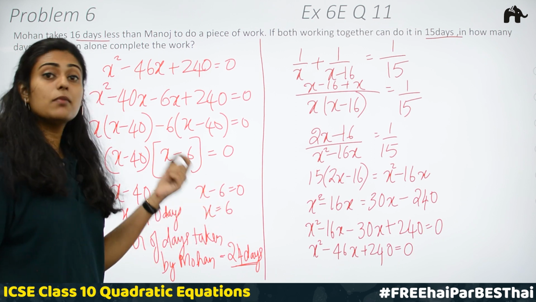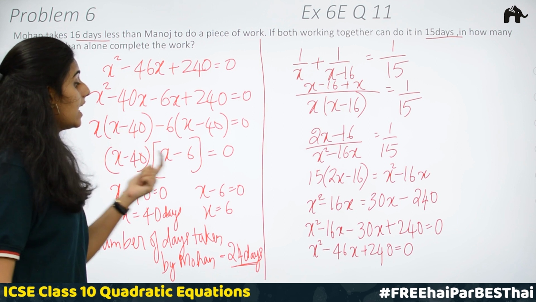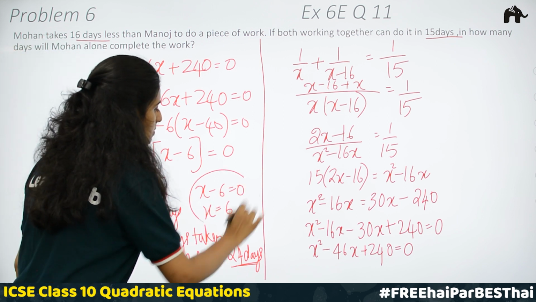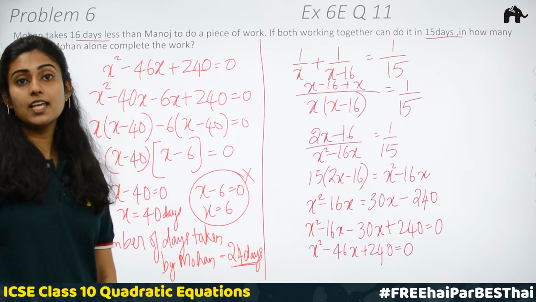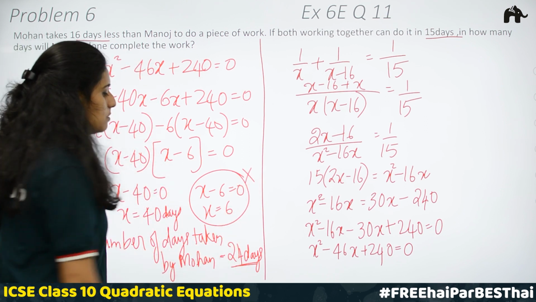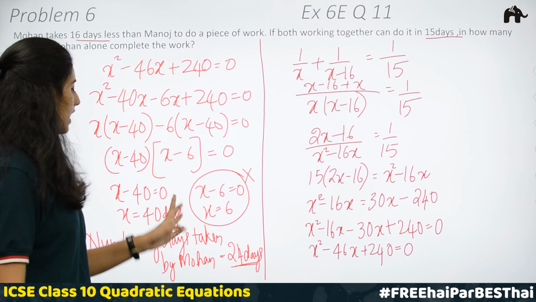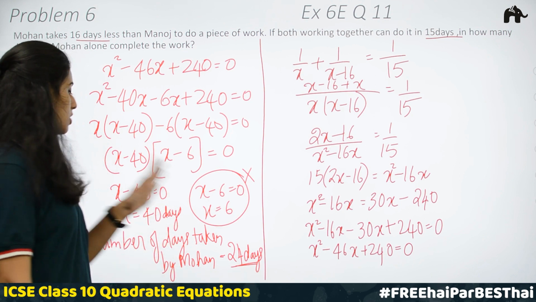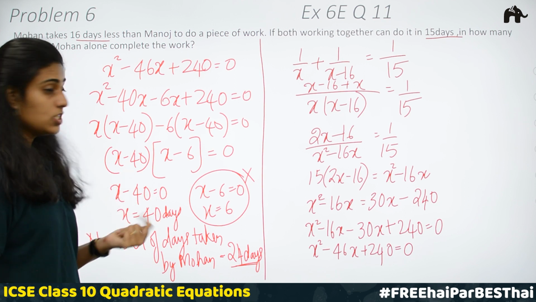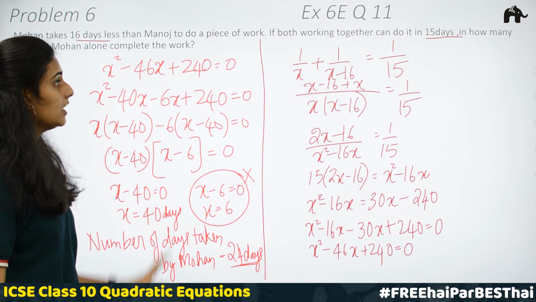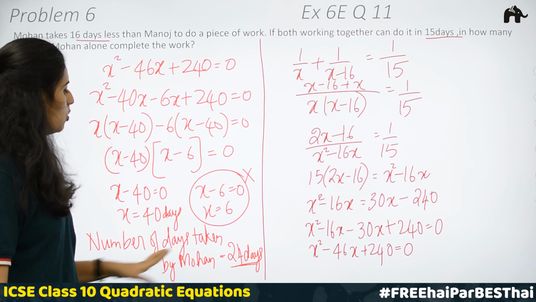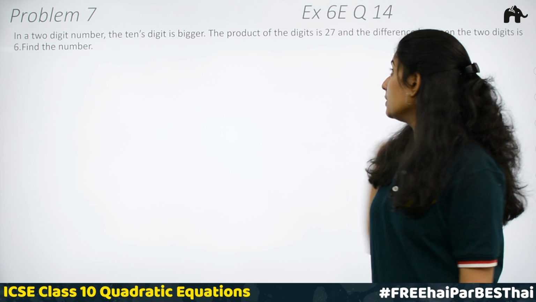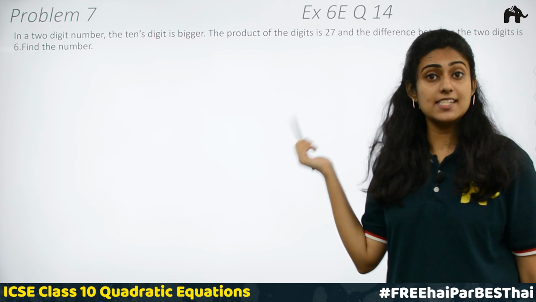Okay. If x is equal to 6, that is number of days taken by Manoj is 6 days, then what is number of days taken by Mohan, that is x minus 16. X minus 16 is minus 10. So that is not acceptable. Number of days cannot be negative. Therefore, the possible value of x is 40 and x minus 16 is 24. Number of days taken by Manoj is 40, and in the question we are asked to find the number of days taken by Mohan, which is 24 days. Clear?